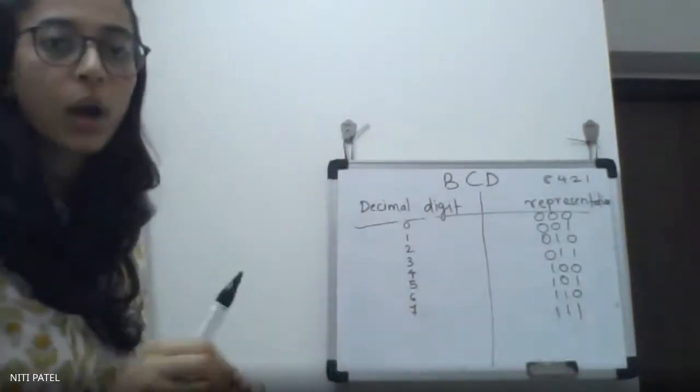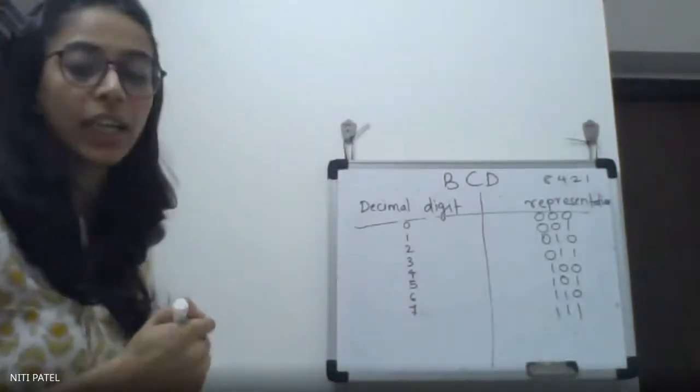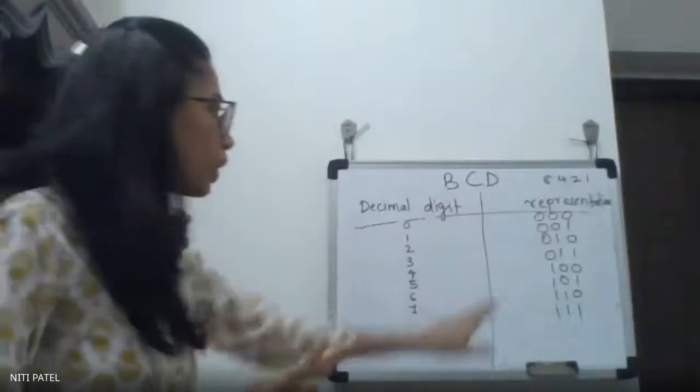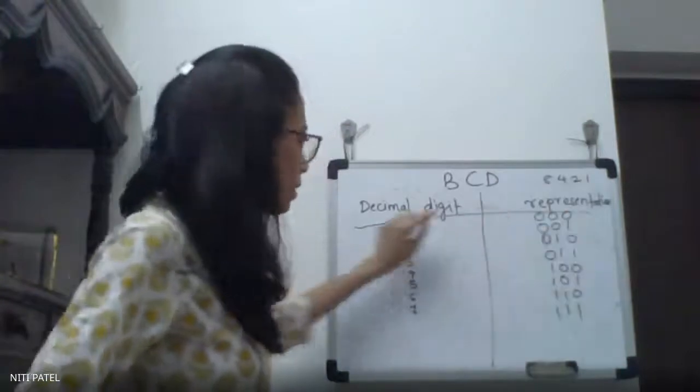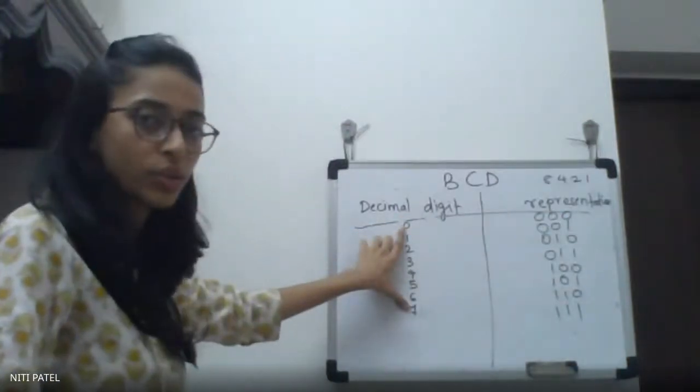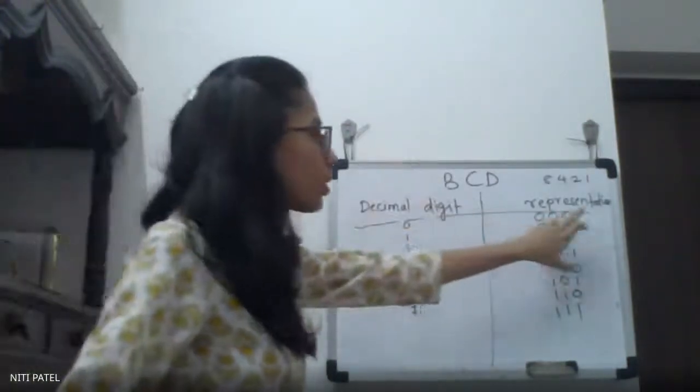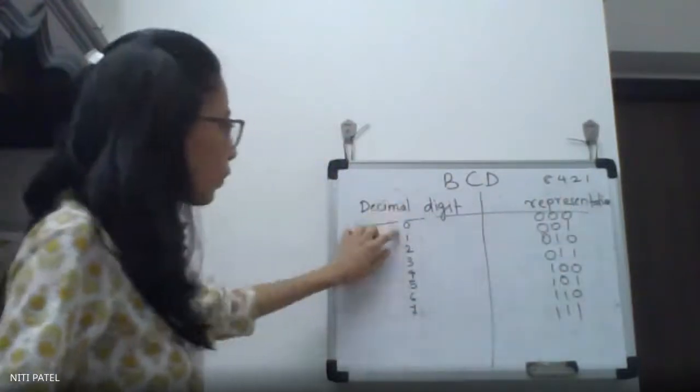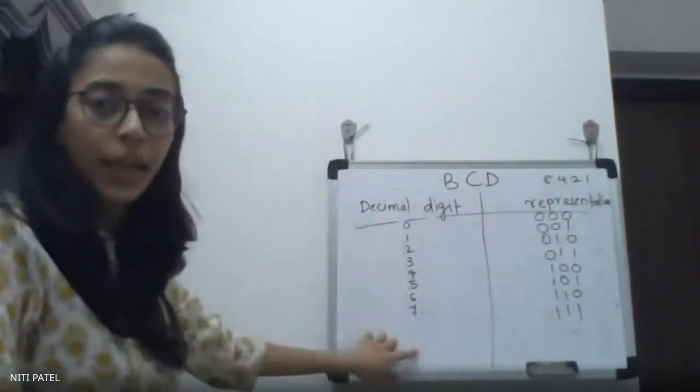So is this understood? How do you calculate a BCD code for any decimal number? If it is 3 digits, you will use only 3 binary digits representing decimal from 0 to 7. If it is 4 digits, you will use 4-bit representation for decimal digits 0 to 9. Okay.